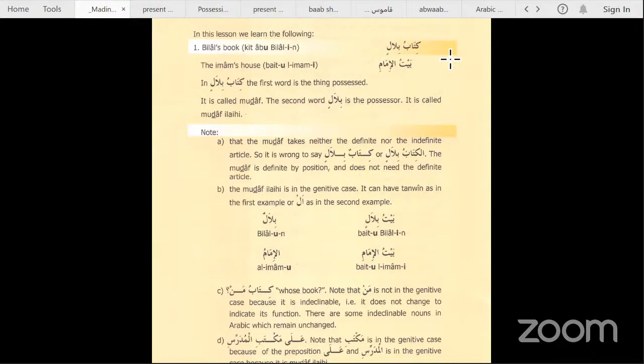Qara'a means he read. Okay. Now, how do you say I read? Qara'tu. Excellent. Is this Samina? Yes. Okay. So qara'tu means who did the reading? Me. I. Excellent. So when you do the reading itself, you need an object.